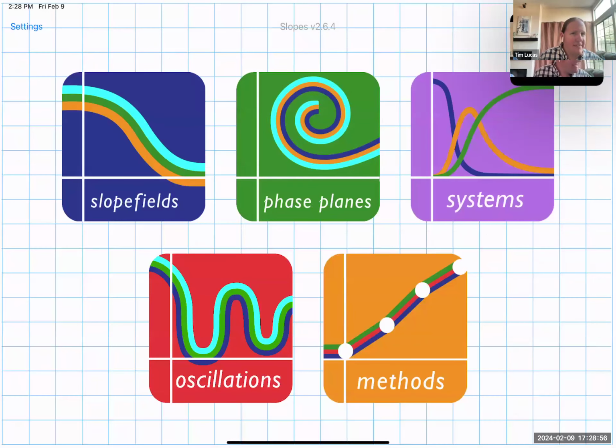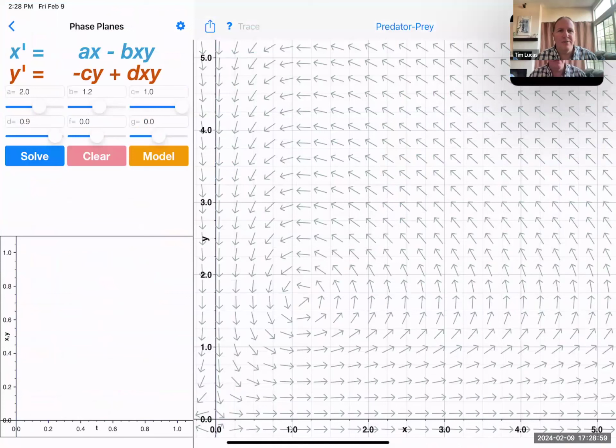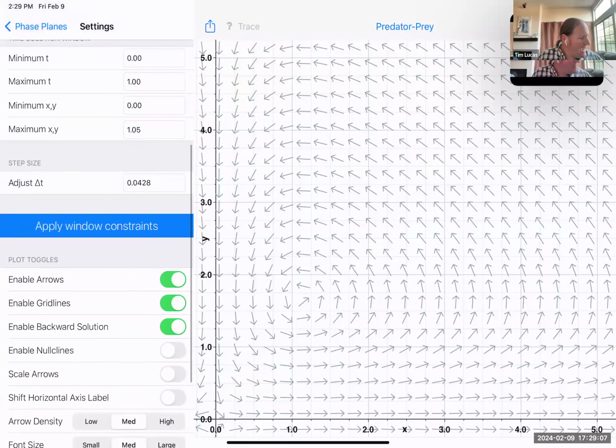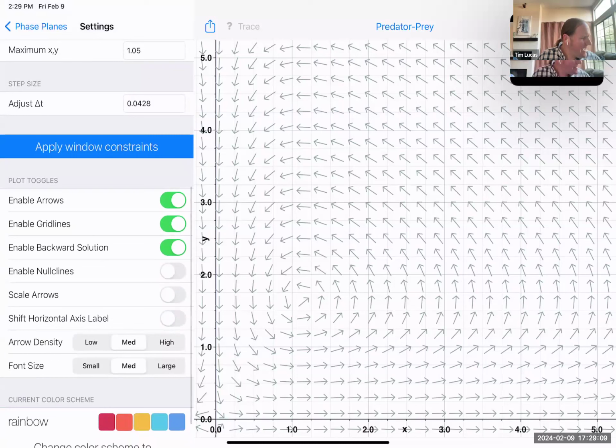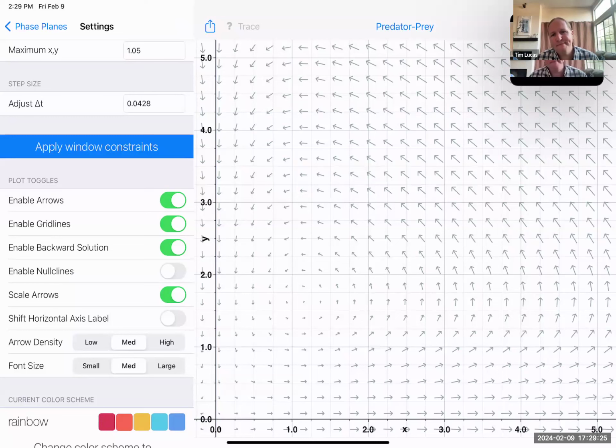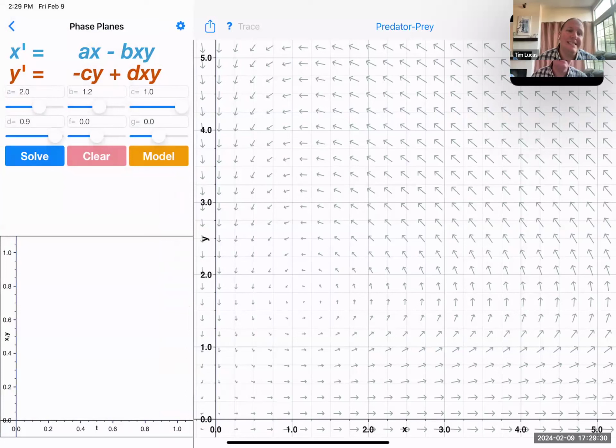But what I will say is that in the phase planes app, which I didn't show as much of, there are lots of settings. There's actually a setting if you go down where you can scale the arrows, and then you can do that. I could add that to the slope fields, but as I was looking at definitions of slope fields, most of them didn't have magnitude as part of it. So this is how I scale proportionally in the phase plane one, which I did see lots of examples of when I was building this.